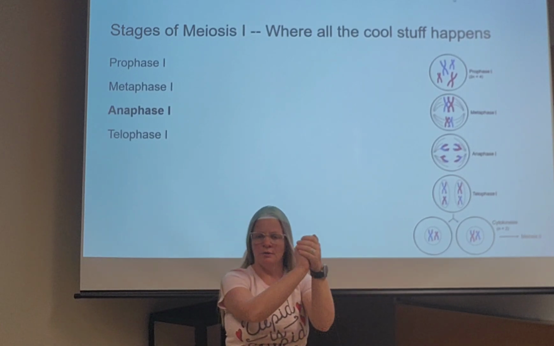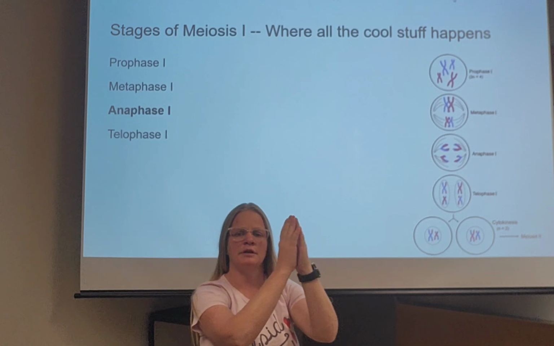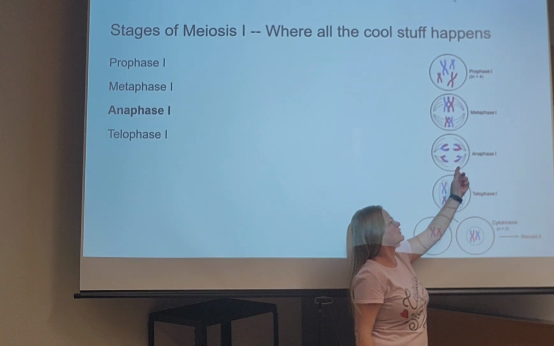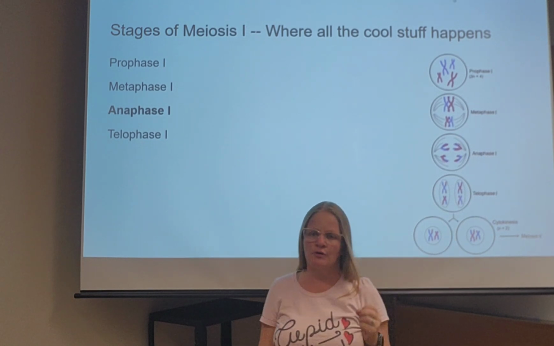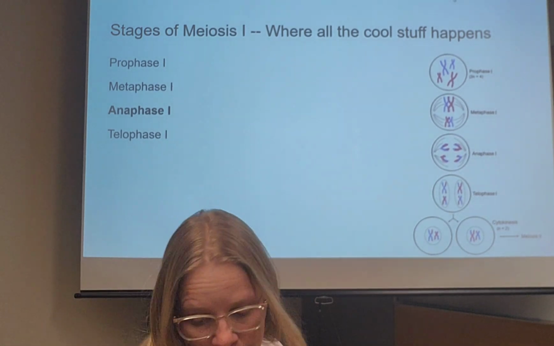So we did prophase 1, where we saw crossing over, metaphase 1, where we saw independent assortment, and then in anaphase 1, we're going to see the separation of the homologous chromosomes. So our homologous chromosomes are separating. Remember, that's very different than what we see in mitosis.